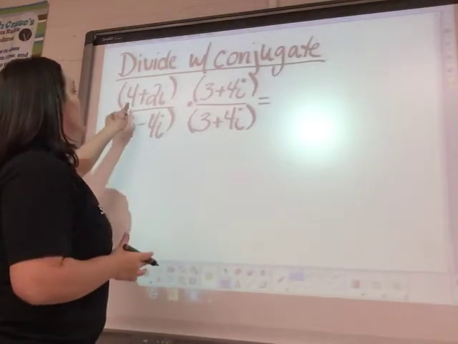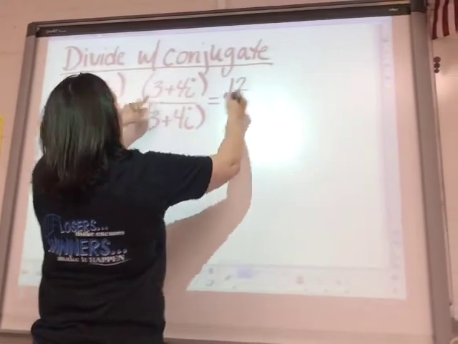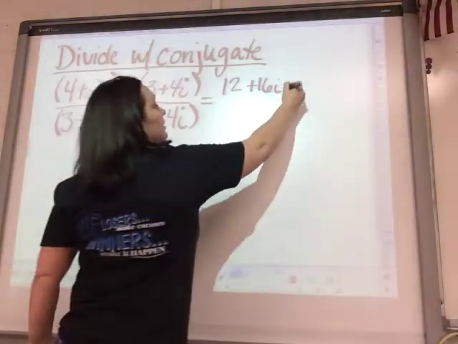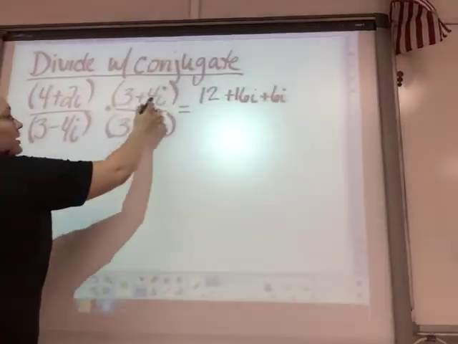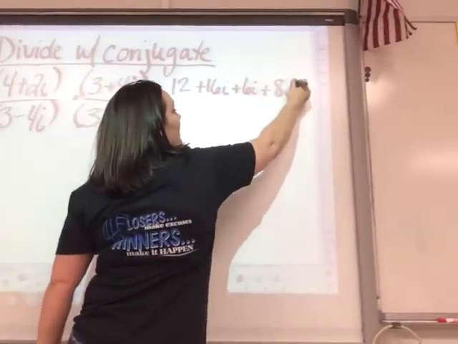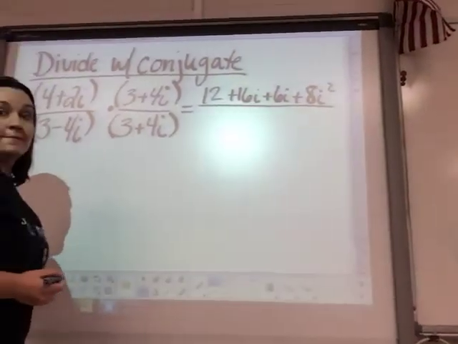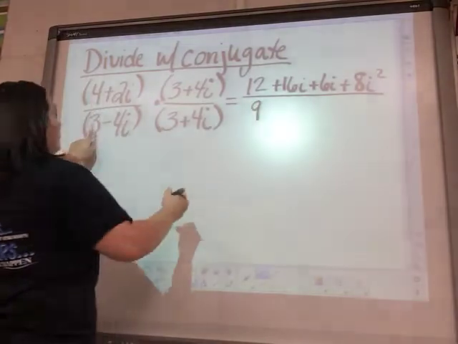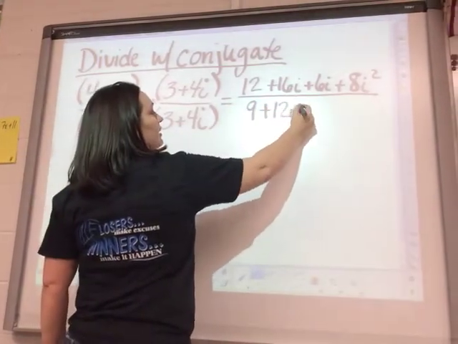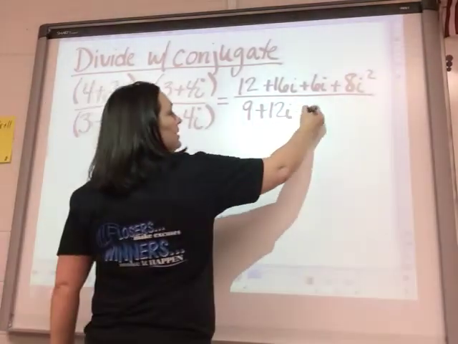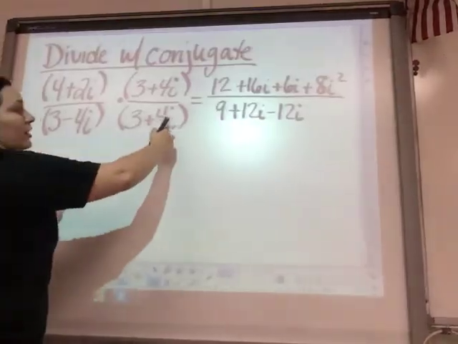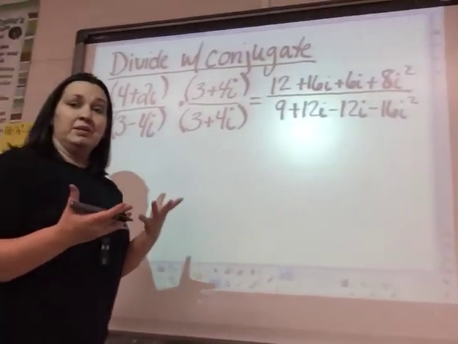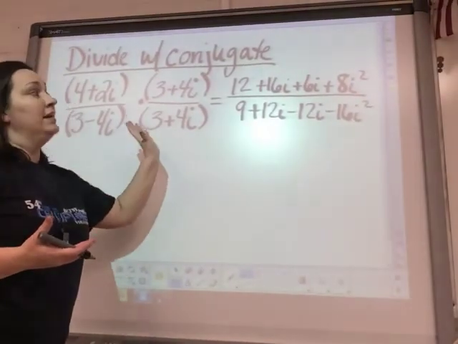So let's distribute twice. 4 times 3, 12. 4 times 4i, that's 16i. 2i times 3, that's 6i. 2i times 4i, that's 8i squared. Same exact thing, but with your denominator now. 3 times 3, 9. 3 times 4i, 12i. Negative 4i times 3 is a negative 12i. Negative 4i and 4i is a negative 16i squared. So we've done basically the same thing we did in the last example. We multiplied our numerator and our denominator.